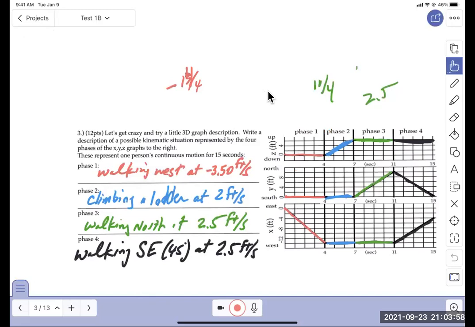Anyway, so that's what you got to watch out for, is to make sure you're also giving the speeds. And the other thing is phase 4 was weird but we've done this now out in the hallway. Phase 4, you're moving south and you're moving east at the same rate. That happened to be 45 degrees.